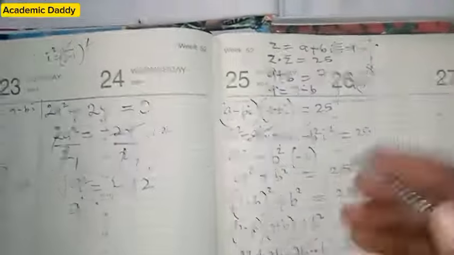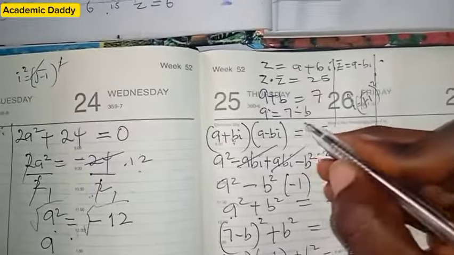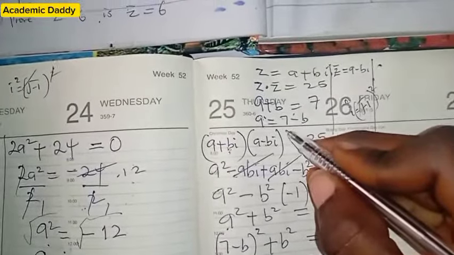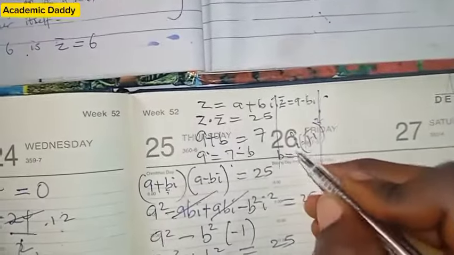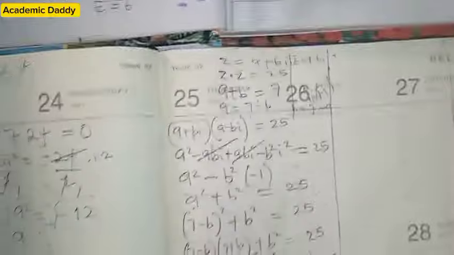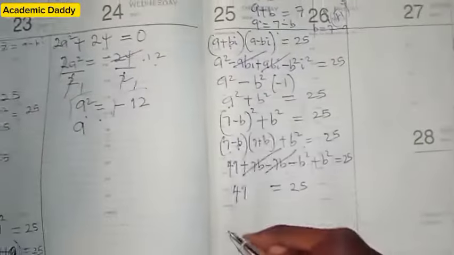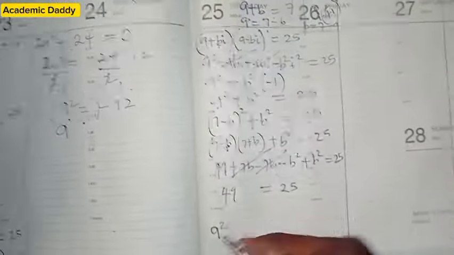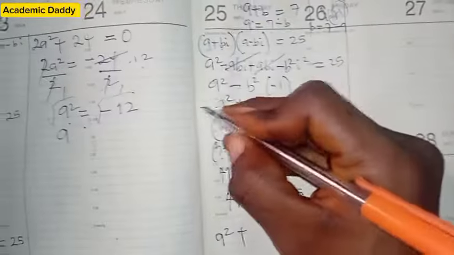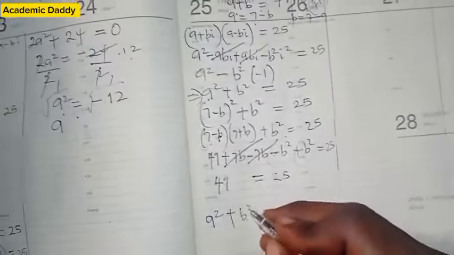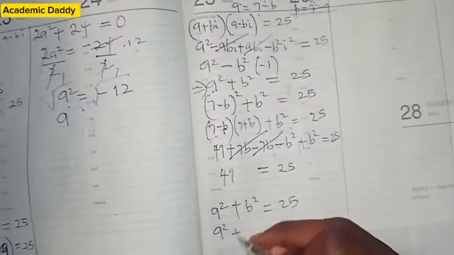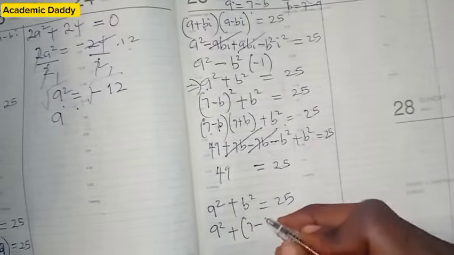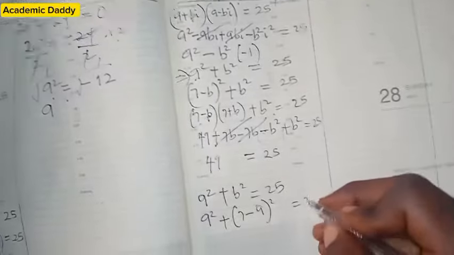Okay, what if I did b here? That is a plus b. What if I did b equals 7 minus a? So for b equals 7 minus a, as I have a squared plus b squared equals 25 from here, let me choose to replace b. So I have a squared plus 7 minus a all squared equals 25.